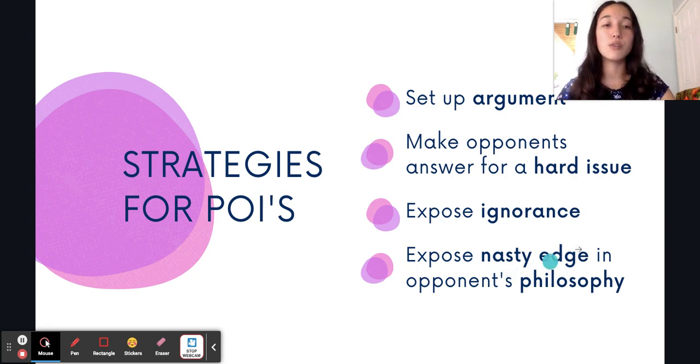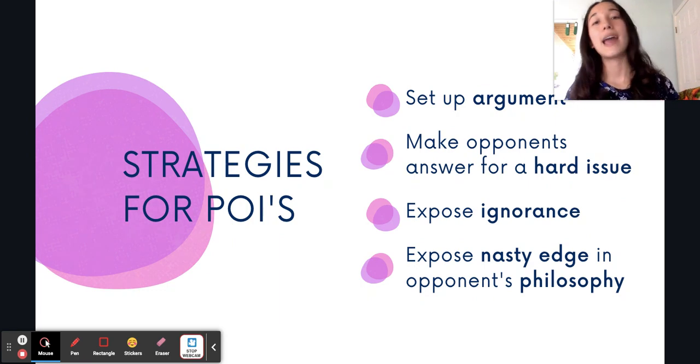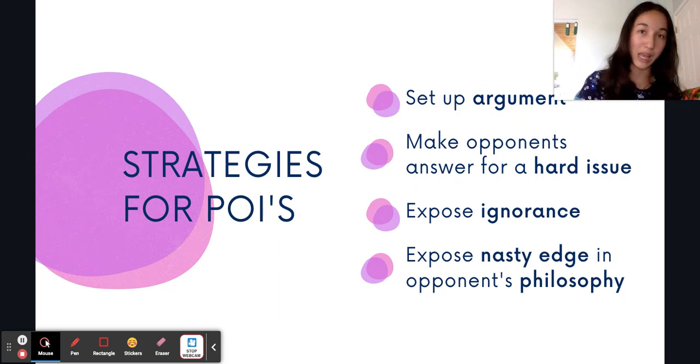You could also expose your opponent's ignorance by asking them about a topic that they probably won't know a lot about. Note that this strategy only works if you ask a question that they really should know about, as a well-read individual. For example, if you are on the opposition side and the government side has passed a plan, you could raise a POI and ask, how did this plan work in this foreign country, for example?